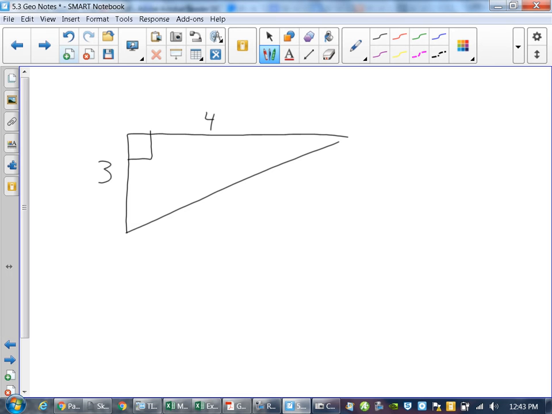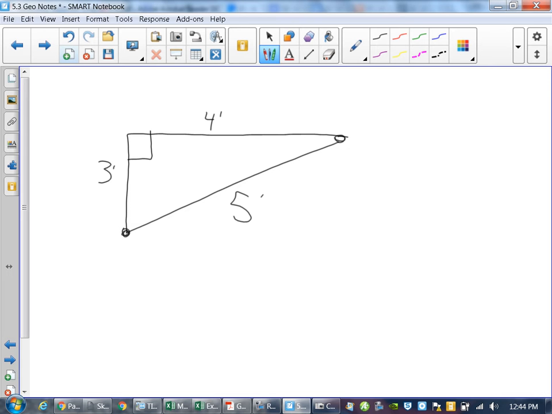So what's 3 squared? What's 4 squared? 16. What's 9 and 16? 25. What's the square root of 25? 5. So if I measure out 3 feet in one direction, 4 feet in the other, from the endpoints that I'm measuring, that should always be 5 feet.